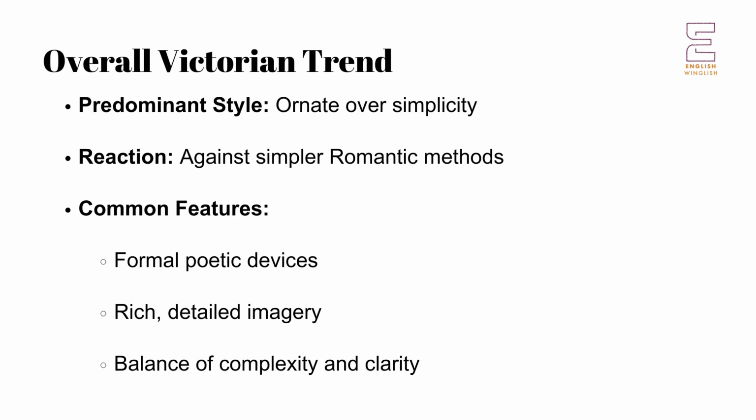The average Victorian poetical style: ornate over simplicity. Overall, the average poetical style of the Victorian period was predominantly ornate rather than simple, representing a natural reaction against the simpler methods of the preceding Romantic era. This trend towards ornateness was characterized by its increased use of formal poetic devices, rich and detailed vocabulary, and a heightened attention to imagery and rhythm.